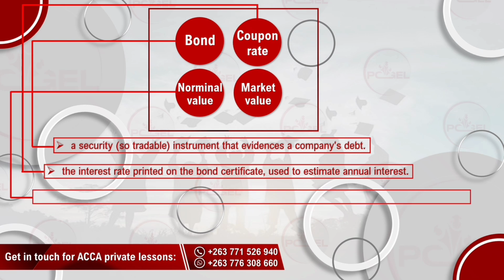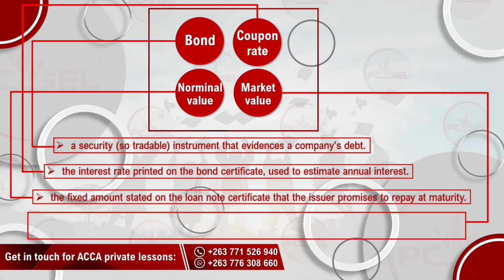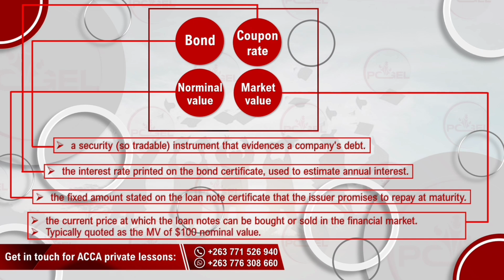The nominal value, also known as par or face value, is the fixed amount stated on the loan note certificate that the issuer promises to repay at maturity. And the market value of a loan note is the current price at which the loan notes can be bought or sold in the financial market. It is the present worth of the loan note to investors today, not the amount printed on it. And this is typically quoted as the market value of $100 nominal value.